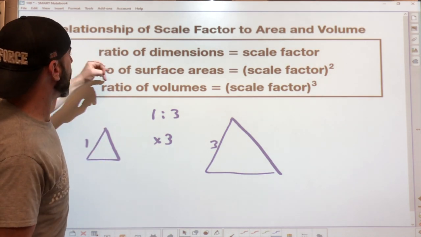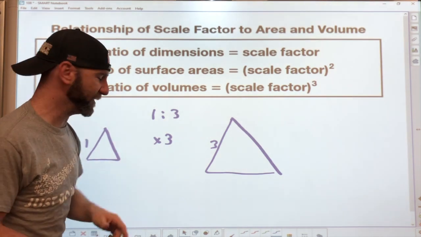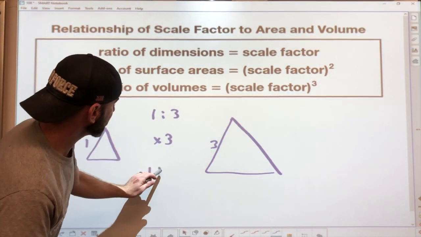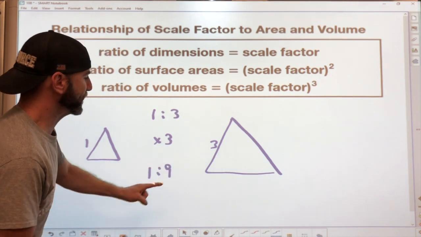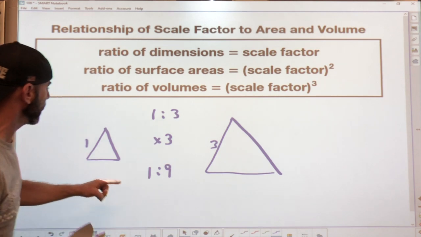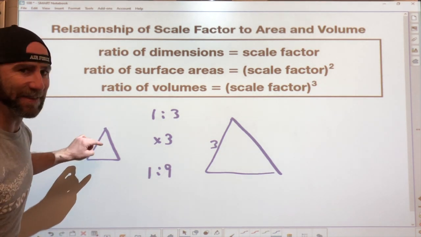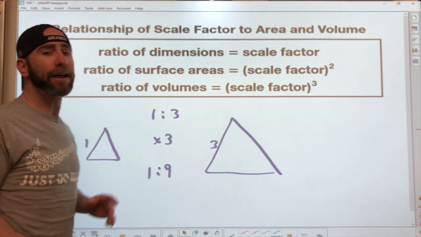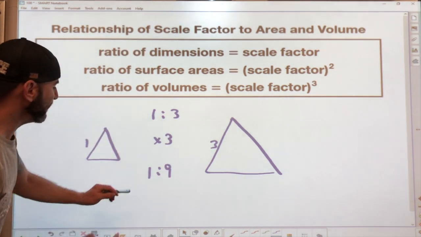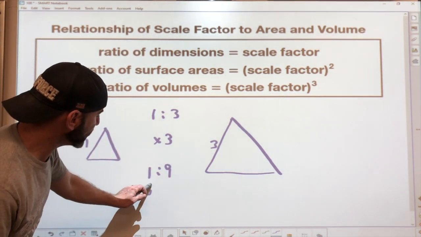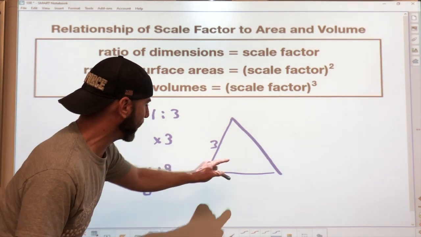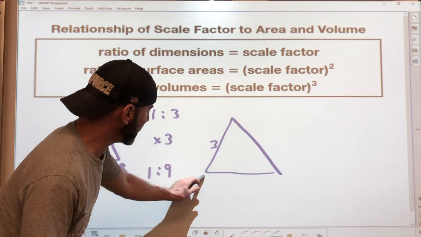But the ratio of their areas, the surface area, you're going to square both of those, so it's going to be 1 to 9. In other words, the space on the inside of this triangle is 9 times more than the space on the inside of this triangle. Here is another way to think of it, because this is written in ratio form. For every 1 square inch in this triangle, there are 9 square inches in that triangle.